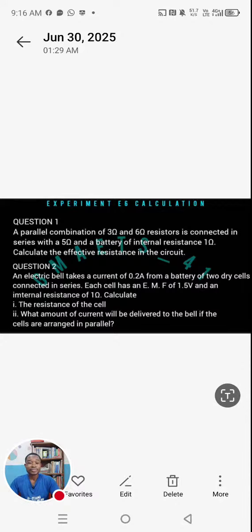All right, welcome. Now, if you look at this problem, we are told that we have a parallel combination of 3 ohms and 6 ohms resistors. So we have 2 resistors. The values of the resistances are given as 3 and 6 ohms. They are connected in parallel. Now, this parallel combination is connected in series with another resistor whose resistance value is 5 ohms.